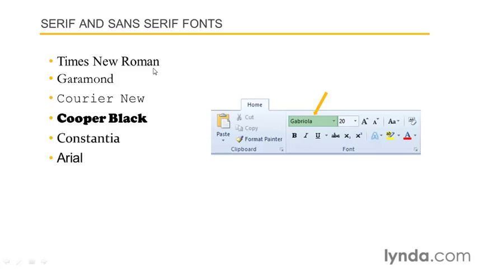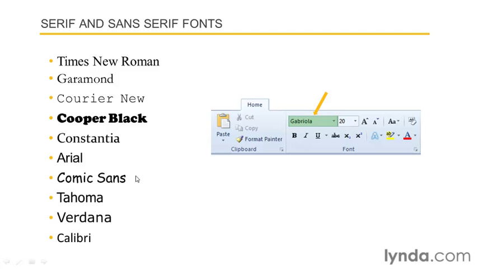Sans serif fonts are crisper. They include no serif or almost no serif. For example, Arial has no serifs. Comic Sans has slight serifs, however, it's still considered a sans serif font. Tahoma, Verdana, and Calibri. As you look at the two different font families, serif and sans serif font, you'll note that one seems easier to read than the other, perhaps.